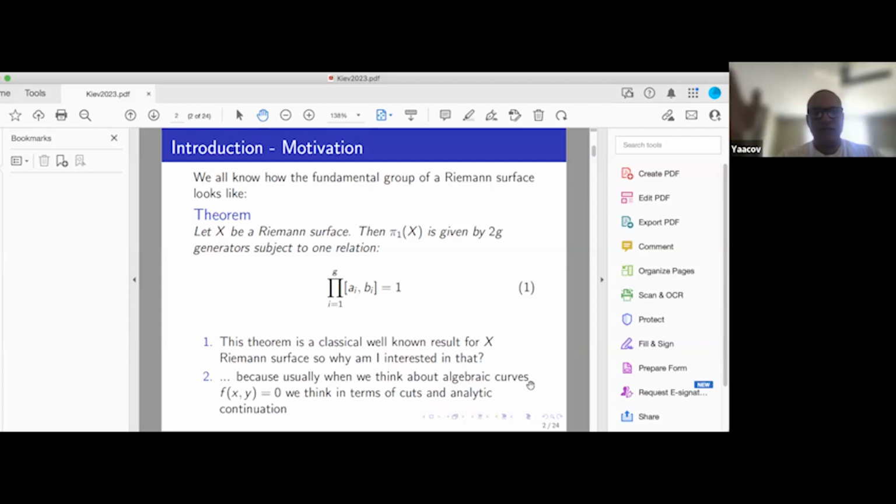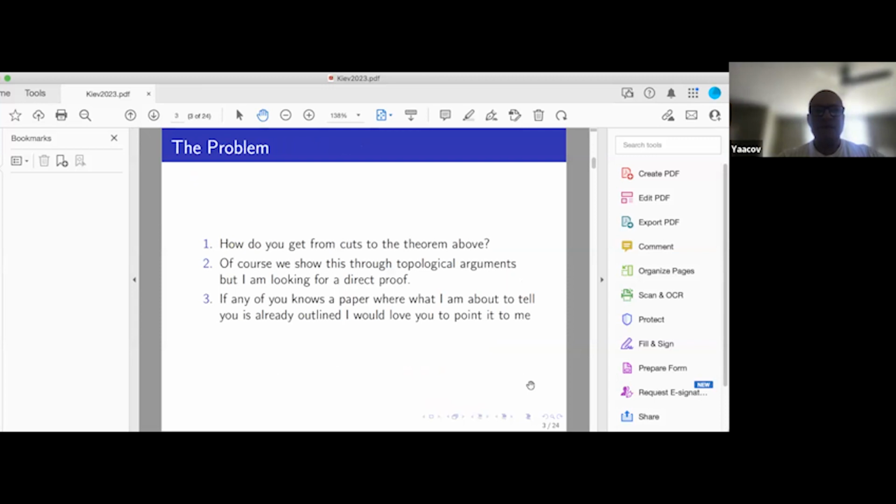So yes, you can find the intersections and you can do that, but the moment that the genus grows, it becomes more and more challenging to do. And for a large swath of Riemann surfaces, you just don't have a well-defined homology basis. Okay. So how do you get from the cuts and analytic continuation to the theorem above? Of course we show this through topological arguments usually, but I'm looking for a more direct proof.